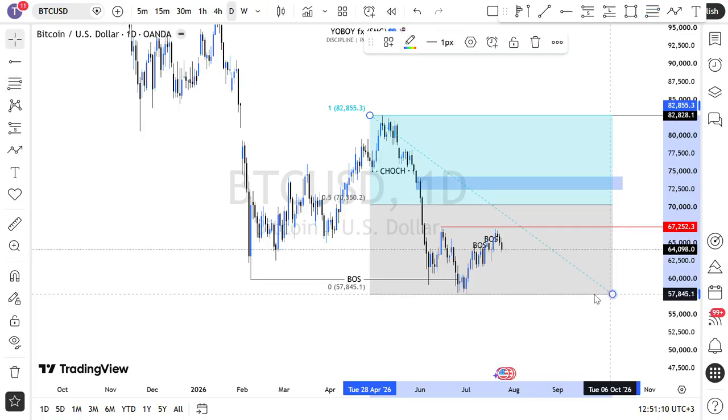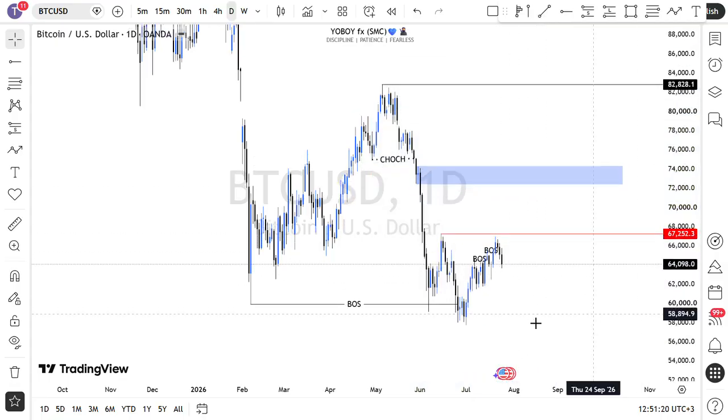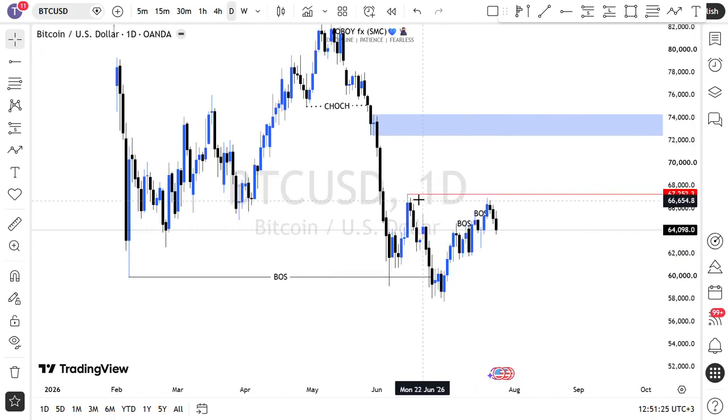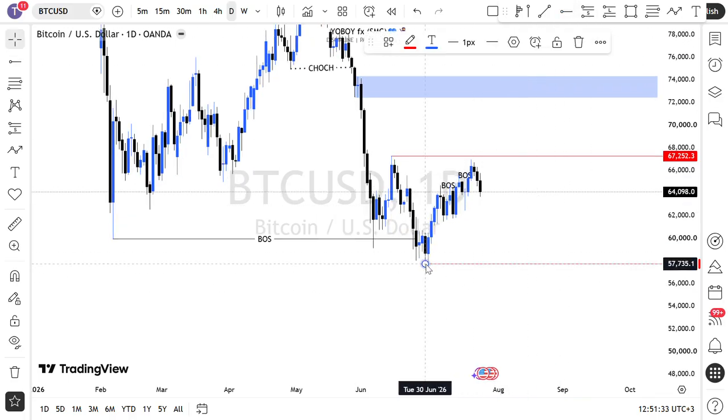So we must look for price to come into the 50% level. But if price won't come into the 50% level, we can still look for some selling opportunities to the downside. So if price is going to respect this high here, we need to look for a change of character here before we take ourselves to the downside. And the target will be this external liquidity.